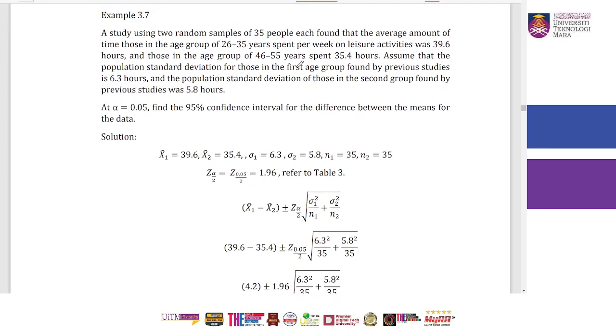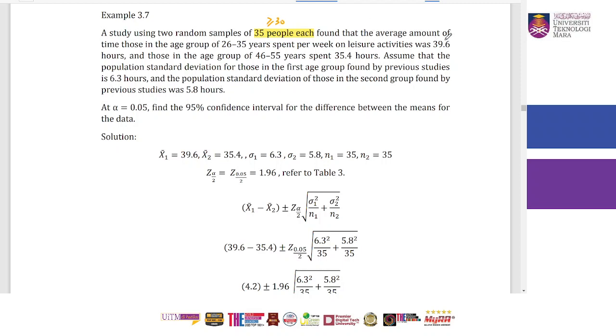Okay, macam mana kita identify which one to be used? Okay, it says here a study using two random sample of 35 people. So, 35 people random sample. So, ini apa? Lebih besar daripada 30 kan? So, greater than 30. So, that means large sample size.